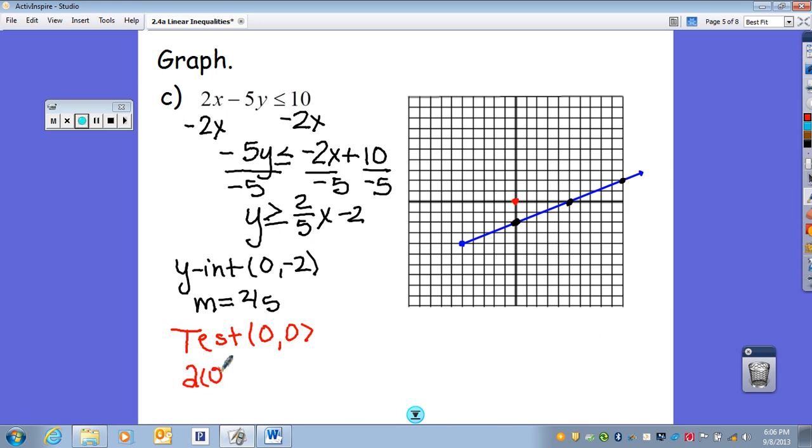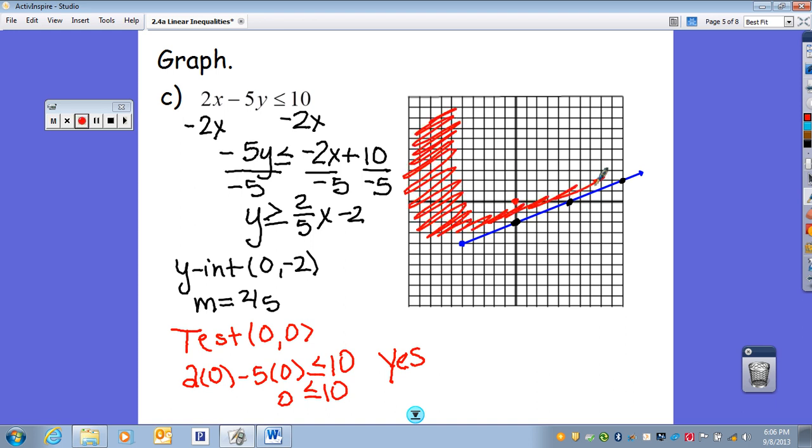So 2 times 0 minus 5 times 0 is less than or equal to 10. 0 minus 0 is 0, less than or equal to 10. Yes, it is. So that means that the origin is a solution to our inequality, and so we need to shade that entire region. That means all of these points in this region would be solutions to this inequality.